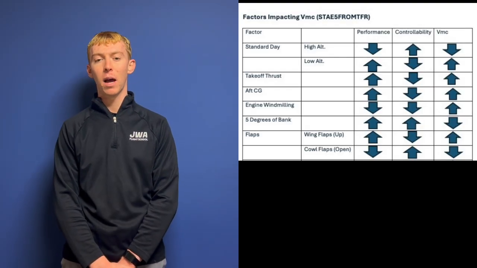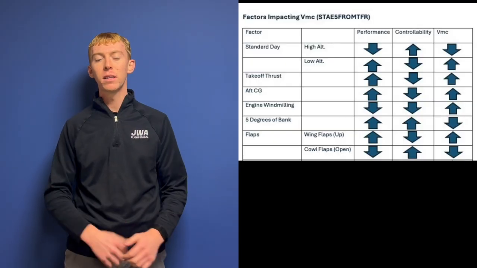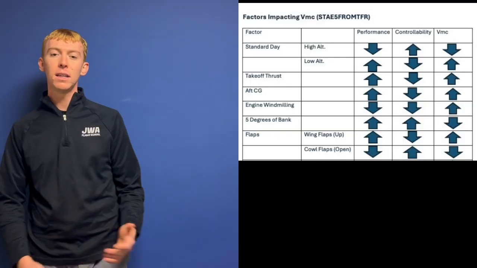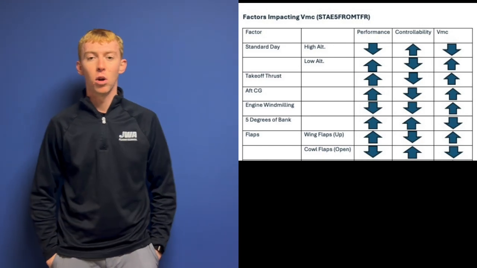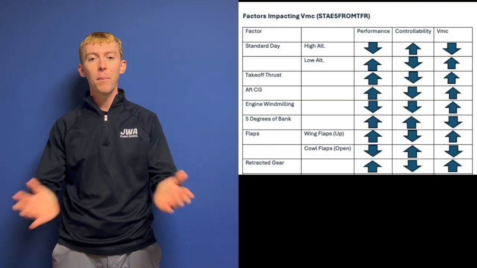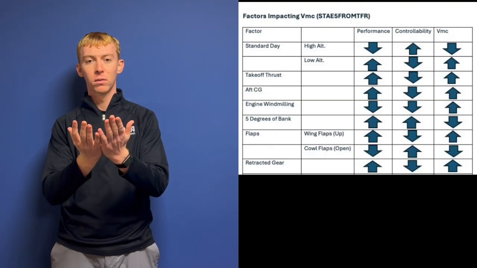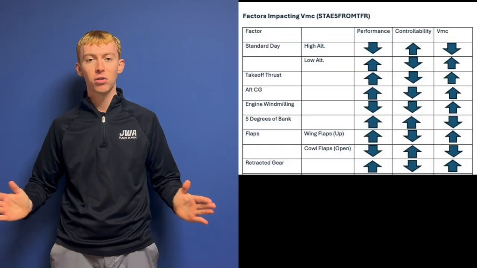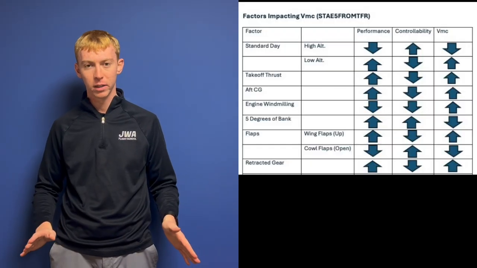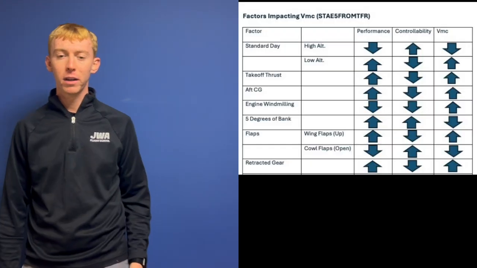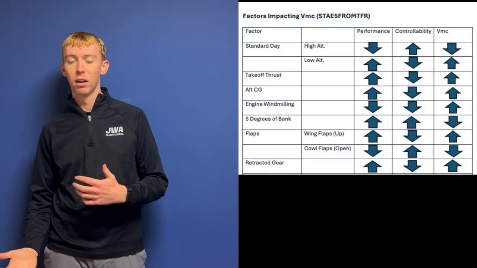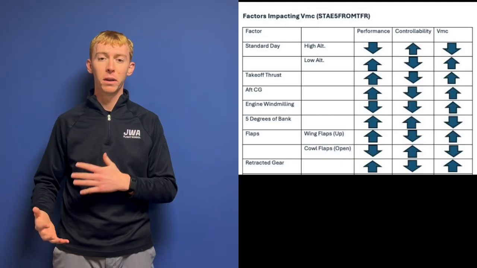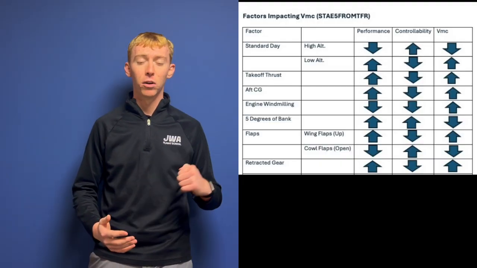Next, wing flaps up. When my flaps are up, performance increases. However, controllability is going to decrease because we lose that keel effect the flaps were providing. VMC is going to increase. Retracted gear. When I bring the gear up, performance increases. Why? Because we no longer have the drag, the form drag that those gear were producing. However, controllability is also going to decrease in this situation because, again, the keel effect. We lose the keel effect, controllability decreases, VMC increases.